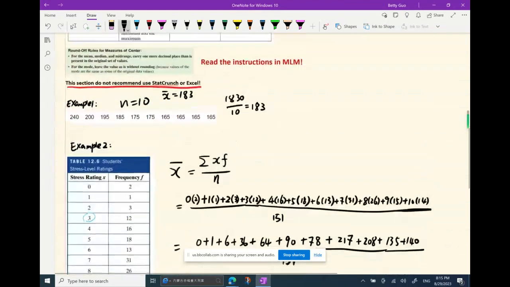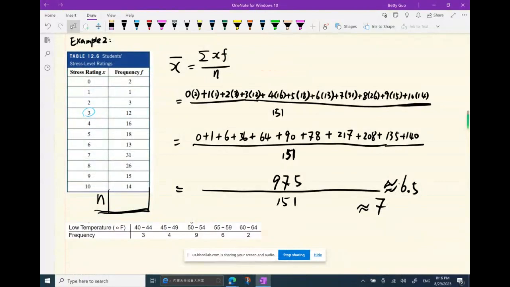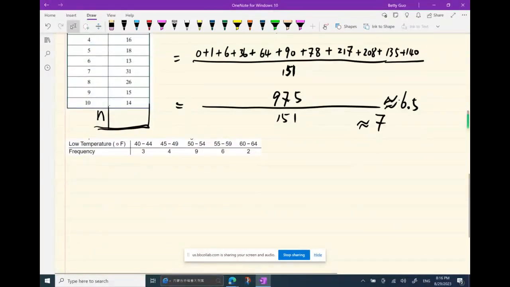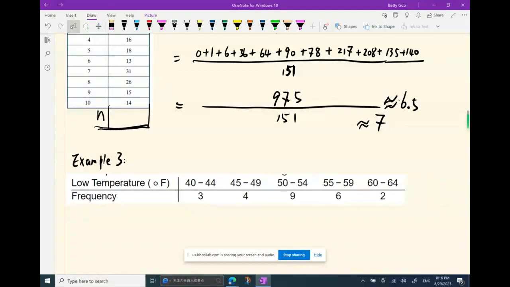All right. So example 1, I showed you how we find the mean if the raw data set is given. Example 2, I showed you how we find the mean if the raw data set is not given, but the frequency distribution table is given. Next, example 3. What if the raw data set is not given and we do not have a regular or basic frequency distribution table? Instead, we have a grouped frequency distribution table.